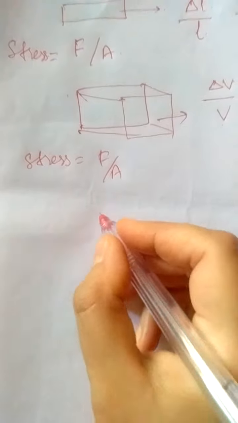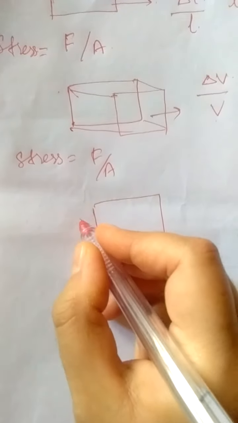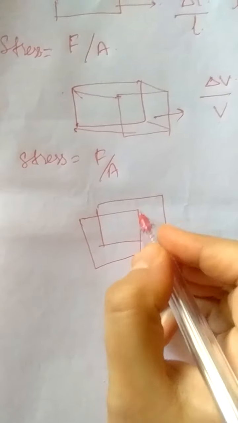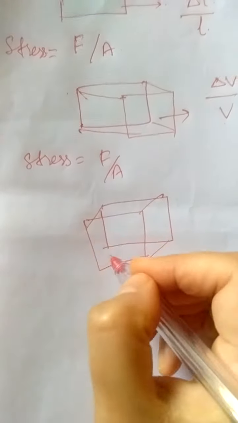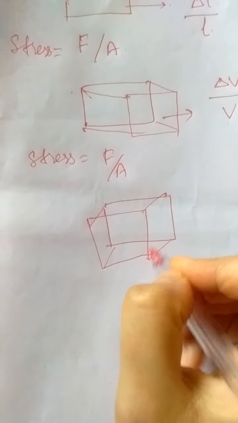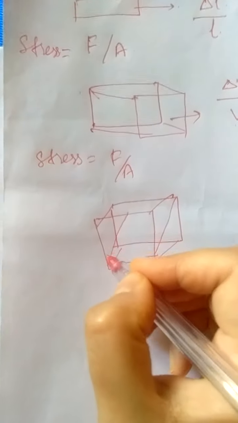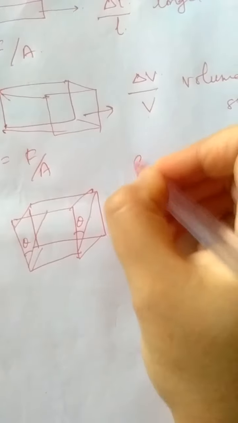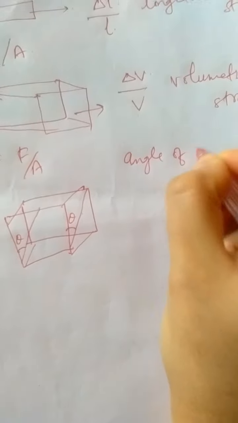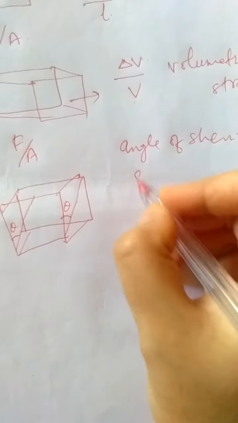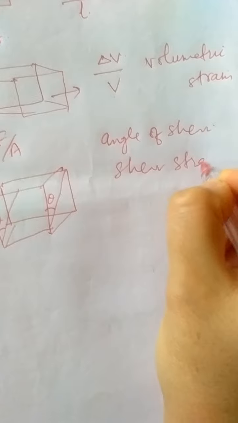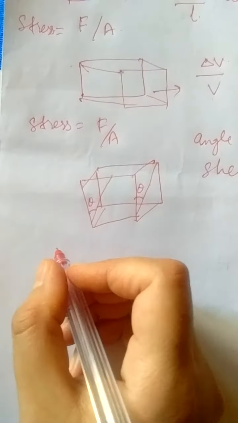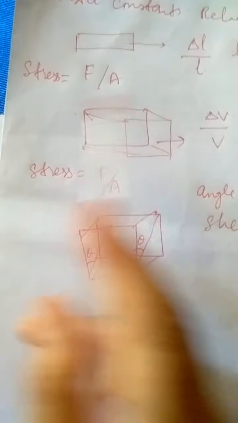Or it may so happen that the body may bend through certain angle. Suppose it bends through certain angle, say this. So this angle is called as angle of shear, or shear strain. And it is simply represented by theta. Now we define elastic constants.